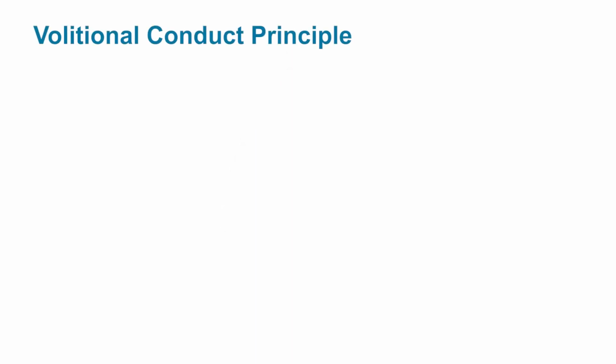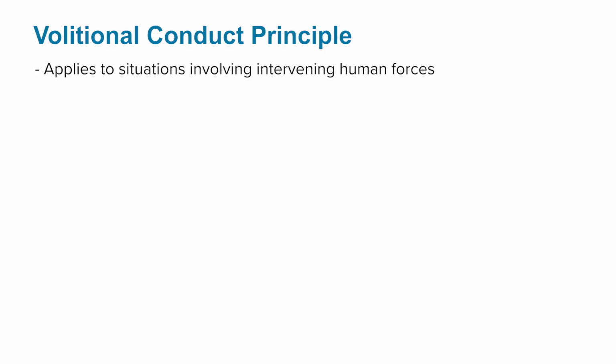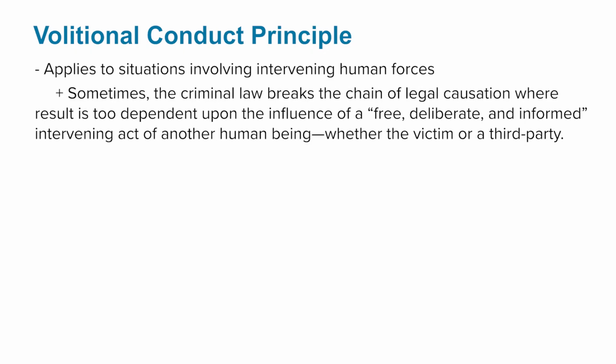But, as is so often the case, there are exceptions. One important exception, which we'll focus on in this class, specifically applies to situations involving intervening human forces. Sometimes, the criminal law breaks the chain of legal causation where the occurrence of a result is too dependent upon the influence of a free, deliberate, and informed intervening act of another human being.